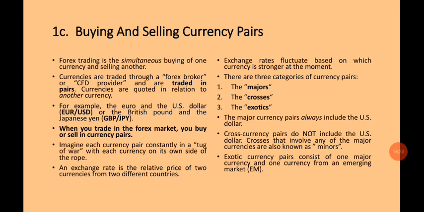So there are three categories of currency pairs: the majors, the crosses, and the exotics. The major currency pairs always include the US dollar. Cross currency pairs do not include the US dollar. Crosses that involve any of the major currencies are also known as minors. Exotic currency pairs consist of one major currency and one currency from an emerging economy, which we call EM.